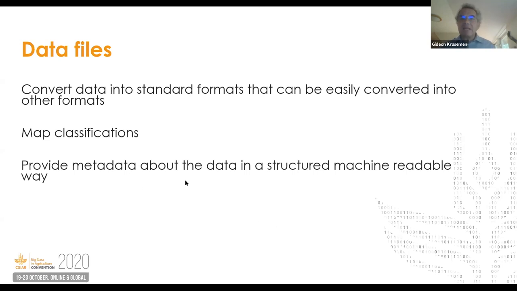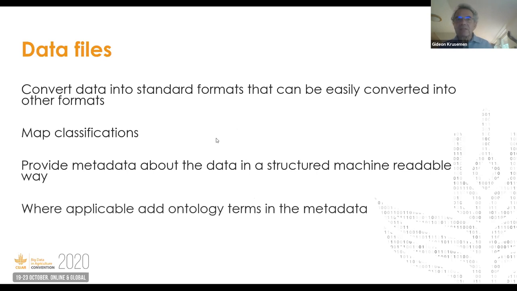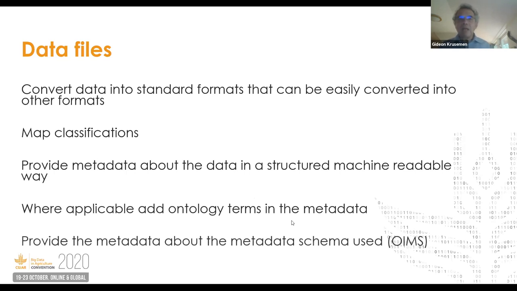And we need to provide the metadata about the data in a structured, machine readable way. Now, providing the metadata about this is really the key to being able to share this in a way that people know what you're talking about. But right now, in order to make that interoperability, we really need to look at that first step: converting the data into standard formats that can be easily converted into other formats, and to map the classifications. Where applicable, we can add ontology terms in the metadata, and we can provide the metadata about the metadata schema that we're using.